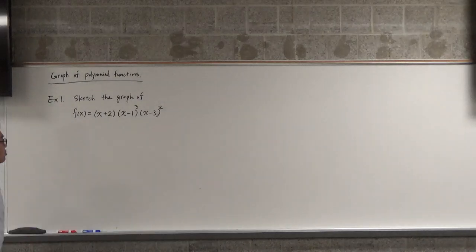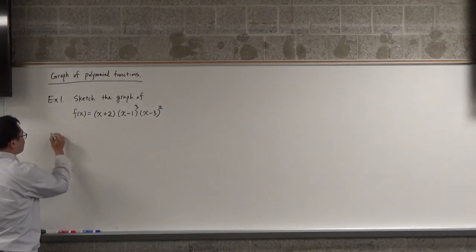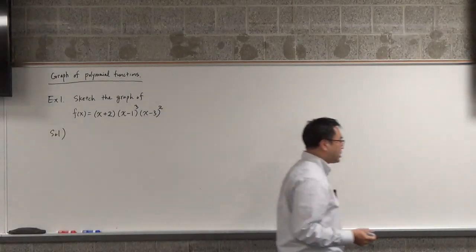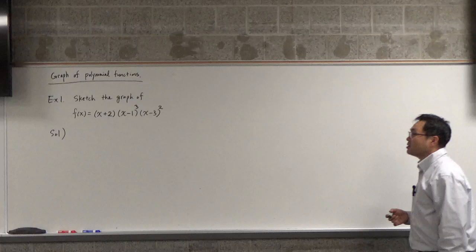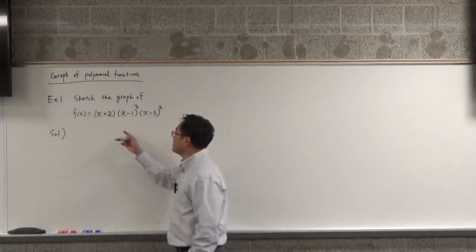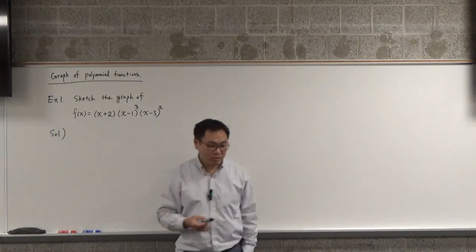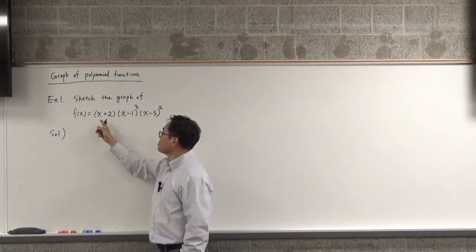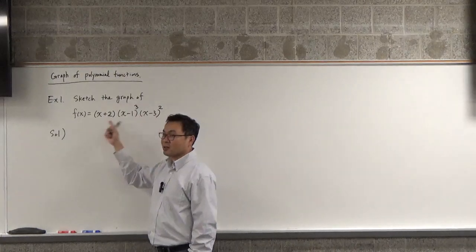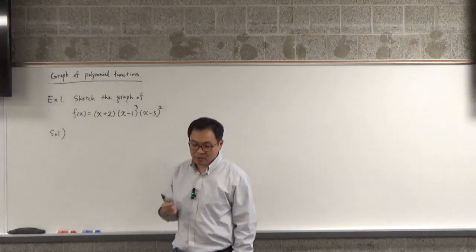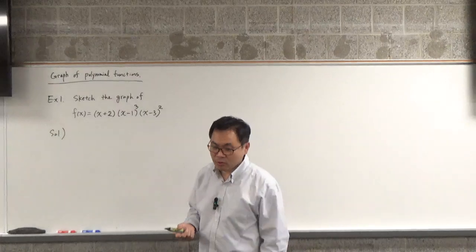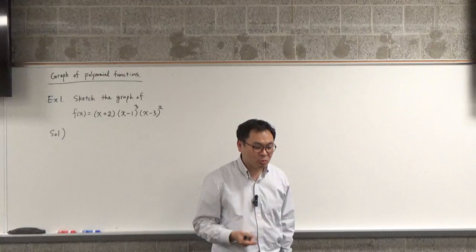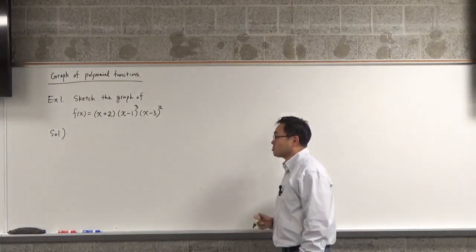We're going to learn how to draw the graph of such a thing. But in order to be able to draw the graph of such functions, there are two things that you have to be able to do. One is you have to be able to identify the highest order term, and the other one is to understand the behavior at the x-intercepts. So those two will be the ones that I'll try to explain.